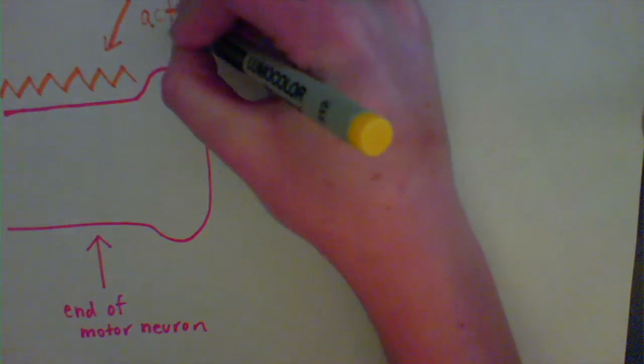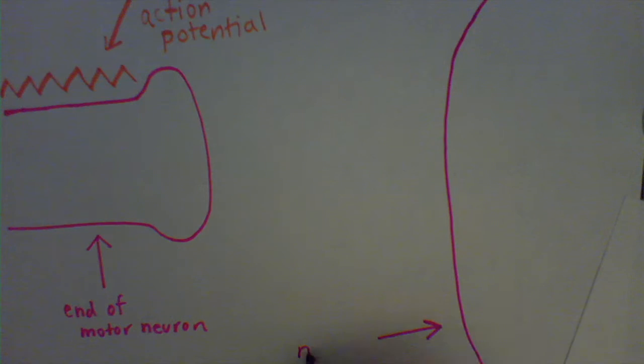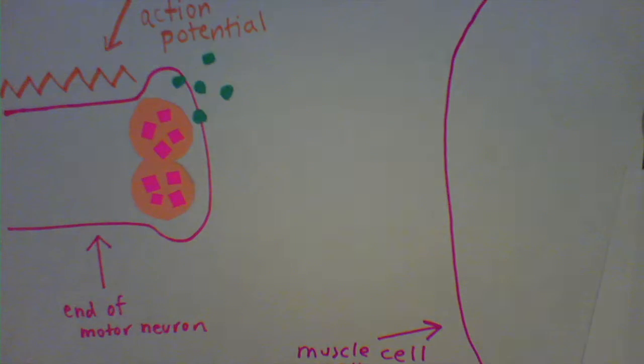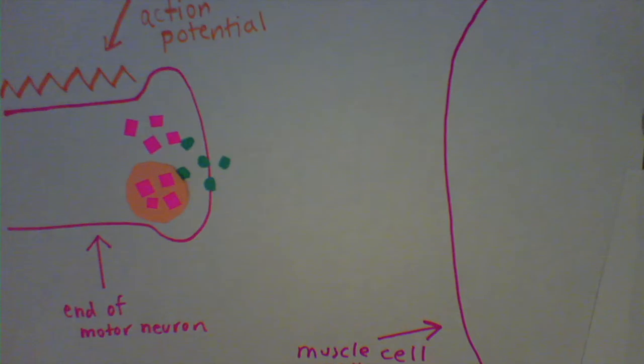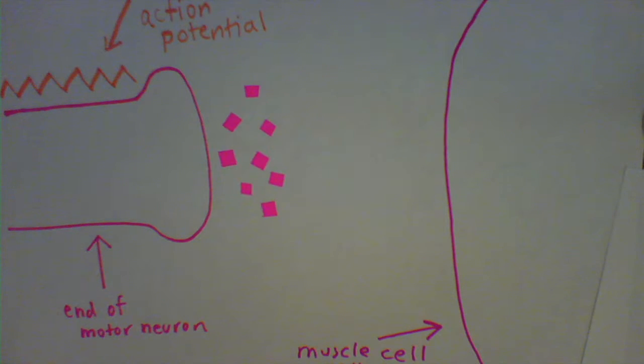It begins with an action potential traveling down the axon of a motor neuron. Once the action potential reaches the synaptic terminal of the motor neuron, calcium ions enter the synaptic terminal through calcium channels. The rush of calcium into the terminal causes the synaptic vesicle to release acetylcholine, or ACh, into the synaptic cleft through the process of diffusion.